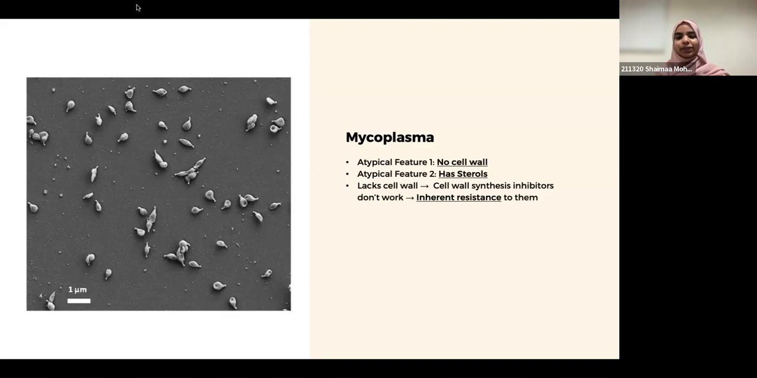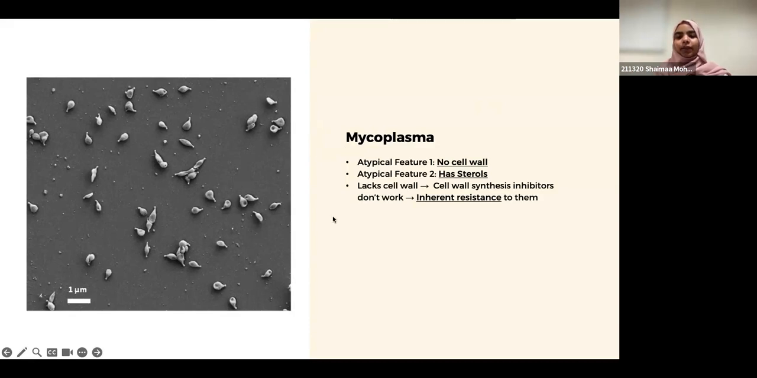Macrolides, yes, perfect. There's a mnemonic called FAT, F-A-T. Basically fluoroquinolones, azithromycin, which is a macrolide, and tetracyclines. All of these work against atypical bacteria.